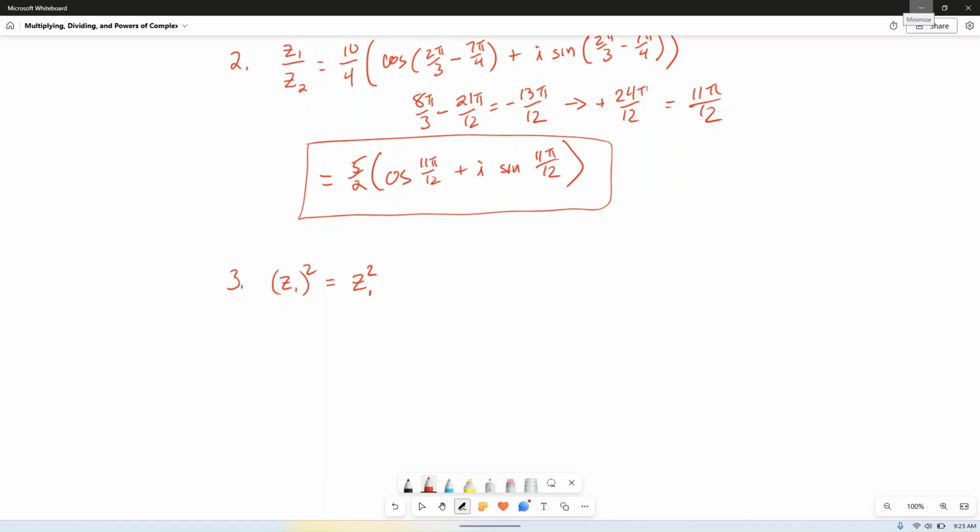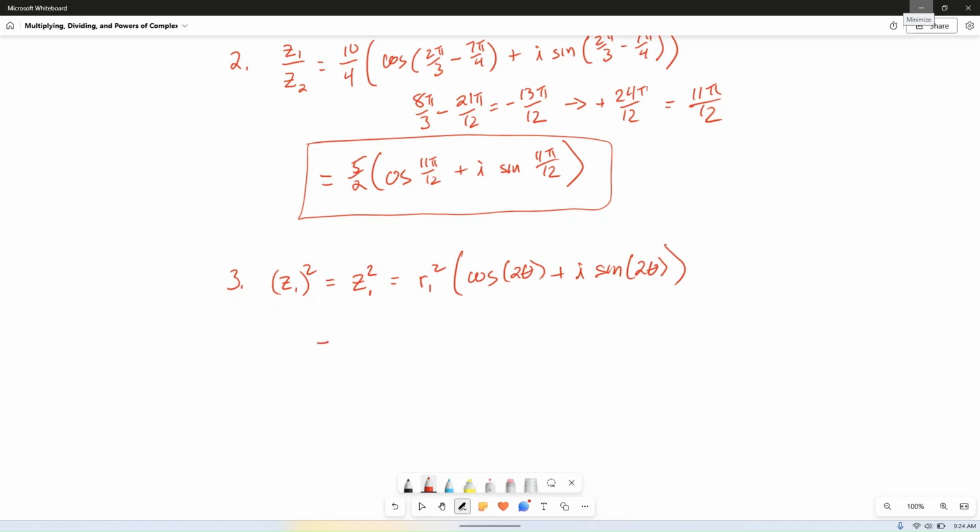Okay, so remember our formula. If we raise something to a power, we also raise the r value to the same power, right? So this is going to be r1 squared, and then I'm going to take the cosine of 2 theta. So I multiply the 2 times the theta, plus i sine of 2 times the theta. And if I did a power of 5 instead of a power of 2, I would have r to the 5th power and then 5 theta and 5 theta.